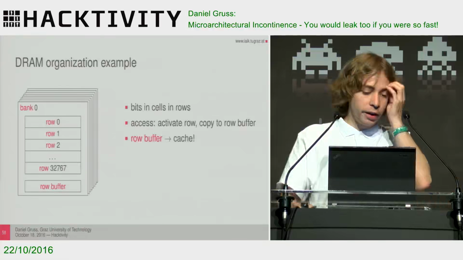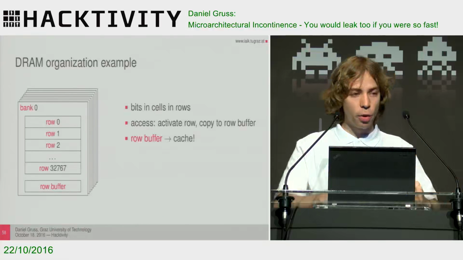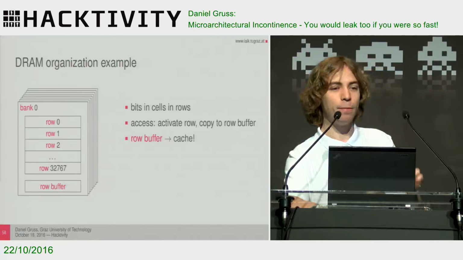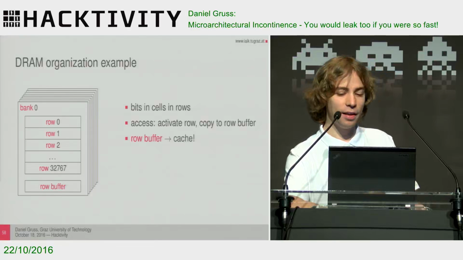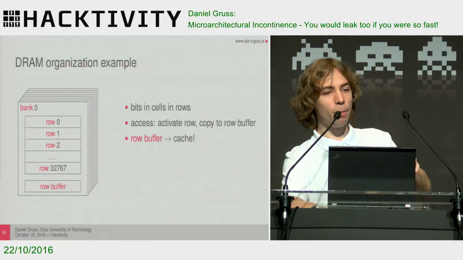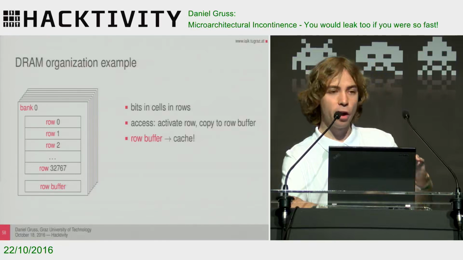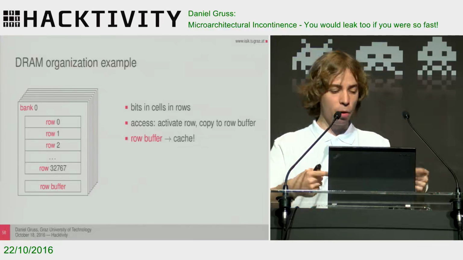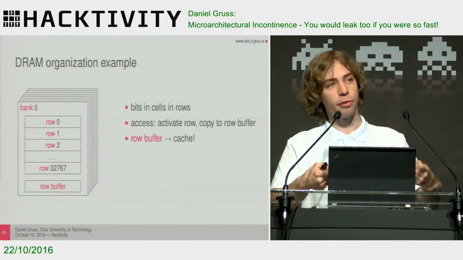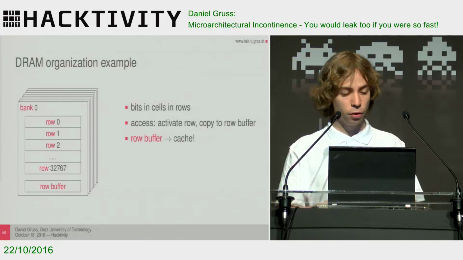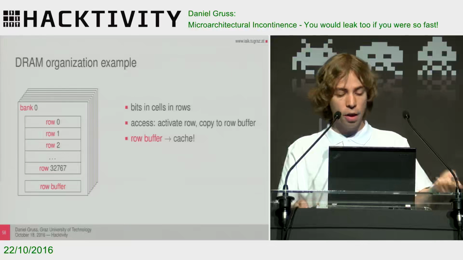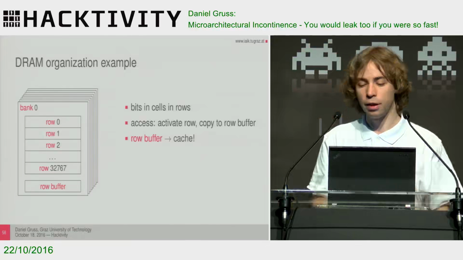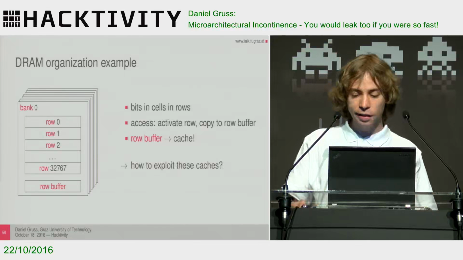Let's go back to the DRAM organization. So you have these banks and the row buffer. And if you think about it, the row buffer is basically a cache. If something is already in the row buffer, it will be fast. If something is not in the row buffer, it will be slow, because we have to activate another row: first write the old row back from the row buffer to the actual row, then activate the new row, then copy it to the row buffer, and then we can see the timing differences. So how do we exploit these caches?